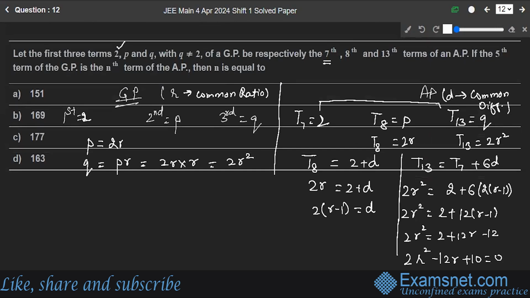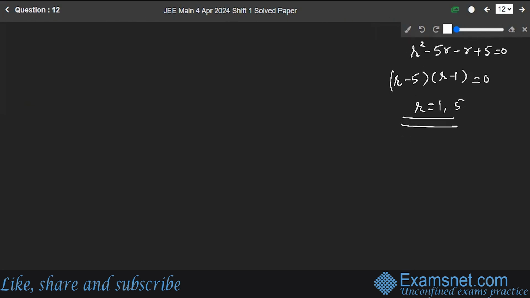Let's go through it once again. You are given that this is the GP. From there, this is the first term, second term and third term. The first term is 2, the second term came out to be 2r, taking r as the common ratio, and the third term came out to be 2r square. Now for the AP, the seventh term was 2, eighth term was p, and the 13th term was q. So T8 is equal to 2r. From there, you get d value as 2 into (r minus 1). And T13 I took as T7 plus 6d. From there, I calculated the value of r to be either 1 or 5.